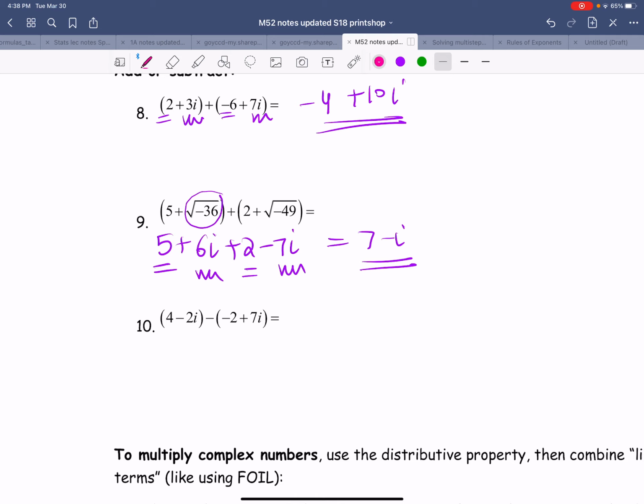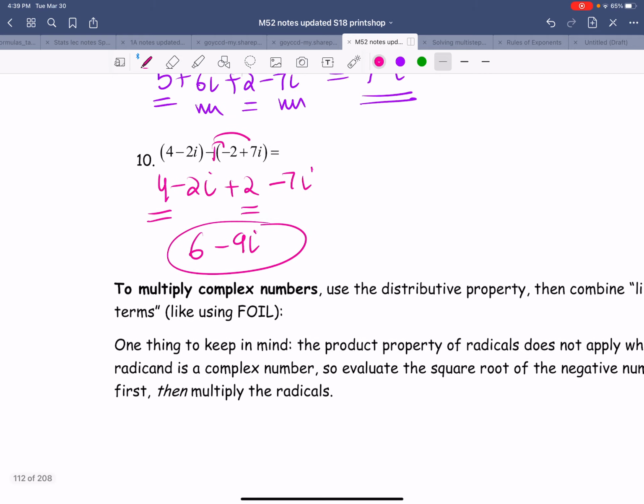In the next example, I have a subtraction sign. Be extra careful when you're dealing with subtraction problems, because everything that comes after the subtraction sign will turn into an opposite. Okay, so first I took care of distributing the negative, and now add the real parts together and add the imaginary parts together.